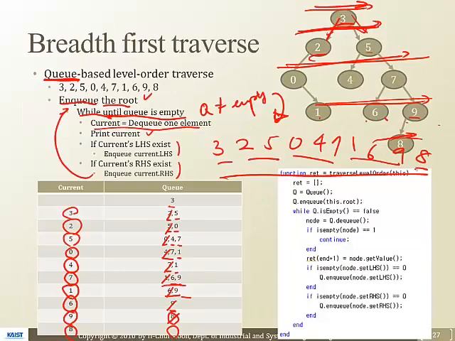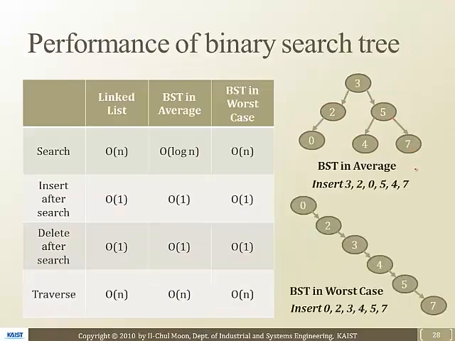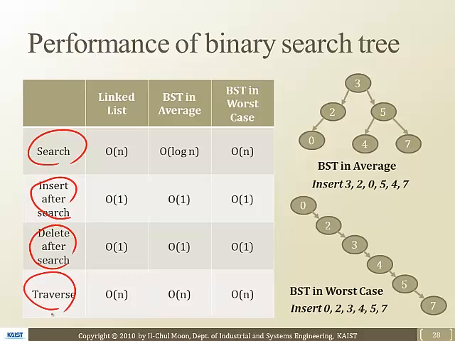Okay. So far we have been covering these operations: search, insertion, deletion, and traversing, right? Linked list search takes order of n. Insertion takes order of 1. Deletion takes order of 1, order of constant. And traversing is order of n.